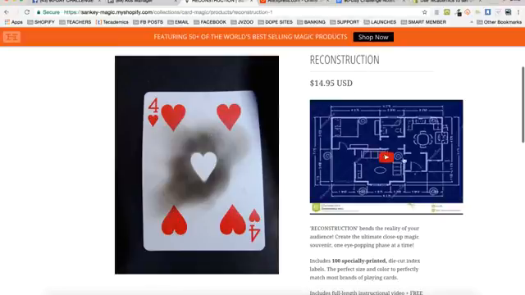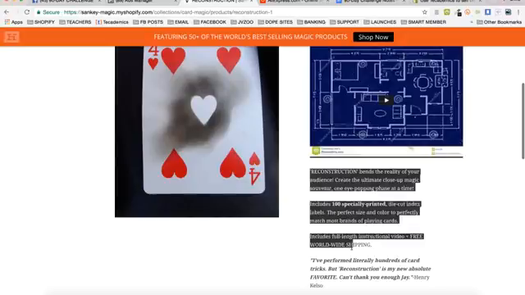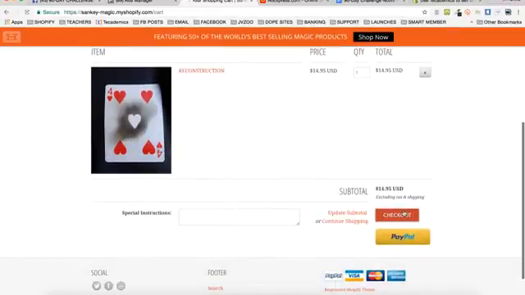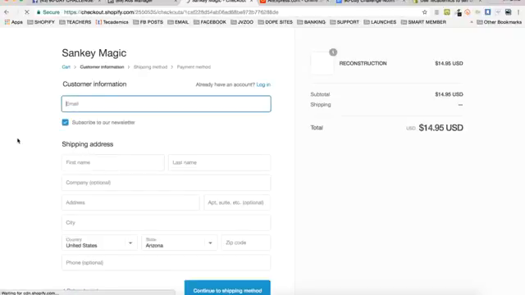It's $14.95, and it's got a video that shows how to use it, and then it's got a description of why you want to do it, and then you add it to cart if you want this, and there's your shopping cart. Shows all your products. You go to checkout, and it's exactly the same. Okay, everything's exactly the same.